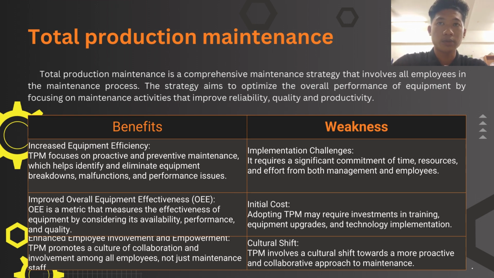The second one is improve overall equipment effectiveness. It is a metric that measures the effectiveness of equipment by considering its availability, performance, and quality. The weakness is initial cost. Adopting TPM may require investment in training, equipment upgrades, and technology implementation.